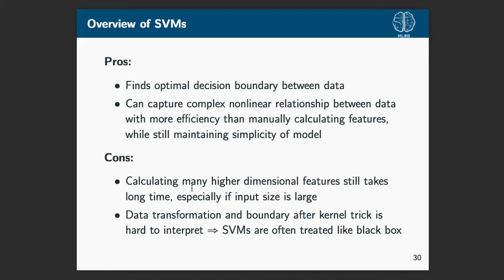But the cons are that if you have high dimensional features and a really large input size, this is better than manually computing the features, but it still takes a long time. And also, after you transform the data using the kernel trick, it may be hard to interpret depending on which kernel you use. So oftentimes SVMs are treated as a black box.